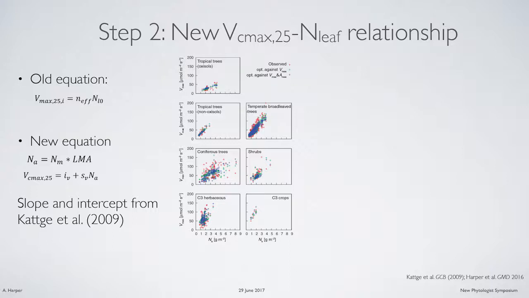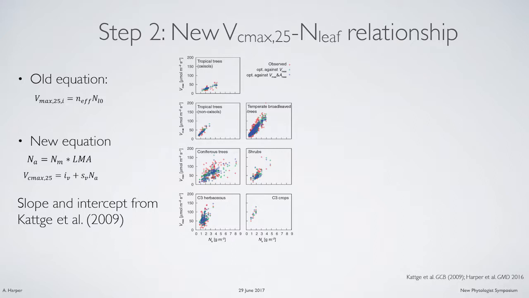The next thing was to update our Vcmax relationship with leaf nitrogen. Previously, this was a relationship with the leaf nitrogen, which was given as nitrogen per unit carbon, which isn't something that people probably measure very often, multiplied by some scaling coefficient. Now we've included the new traits of nitrogen on a mass basis and the LMA to update the Vcmax, using the slope and intercept relationships from Kattge et al. in 2009, because many of those plant functional types are really similar to the ones in JULES.